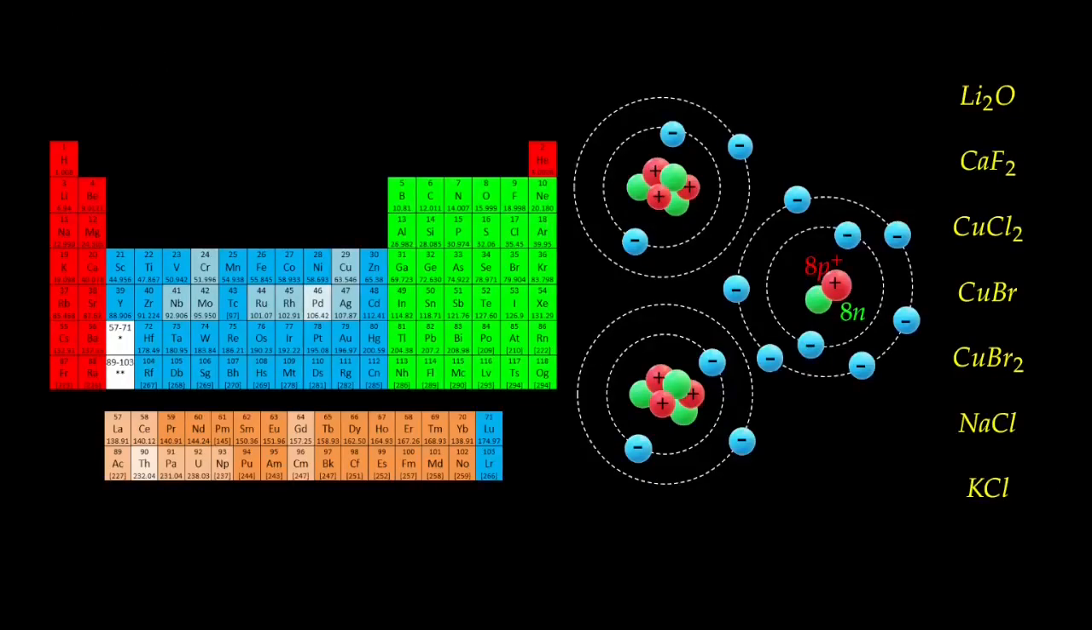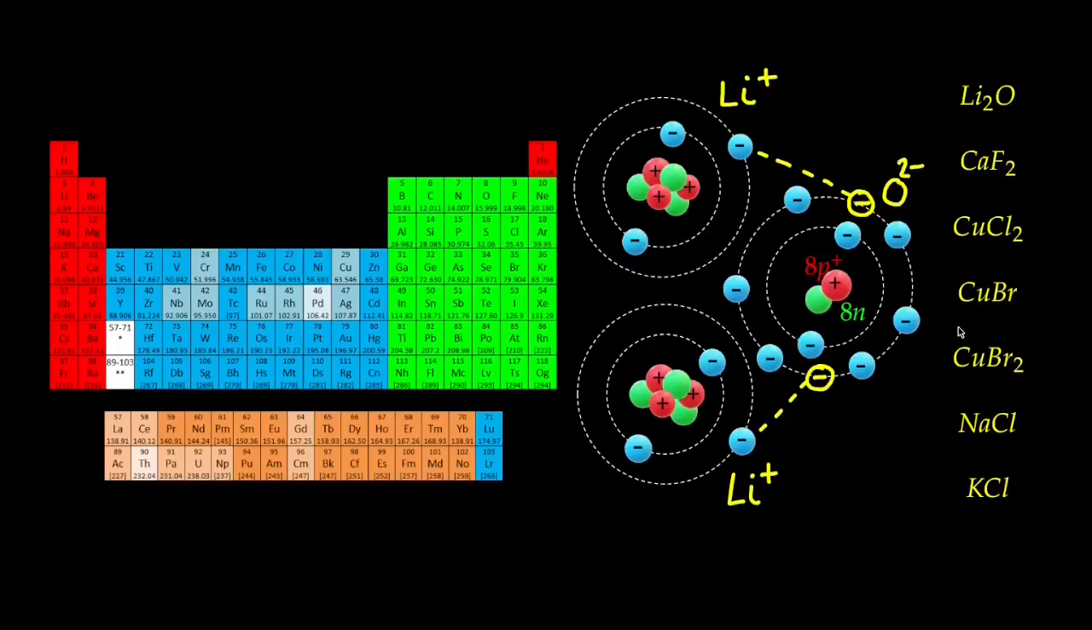Ionic compounds form when elements, typically metals, transfer electrons to non-metals. So in this case, two lithium atoms transfer electrons to an oxygen atom. So effectively you get a strong electrostatic attraction between two lithium cations and an oxygen anion.